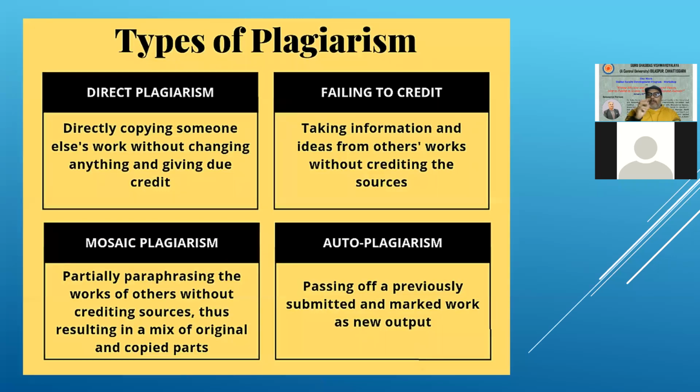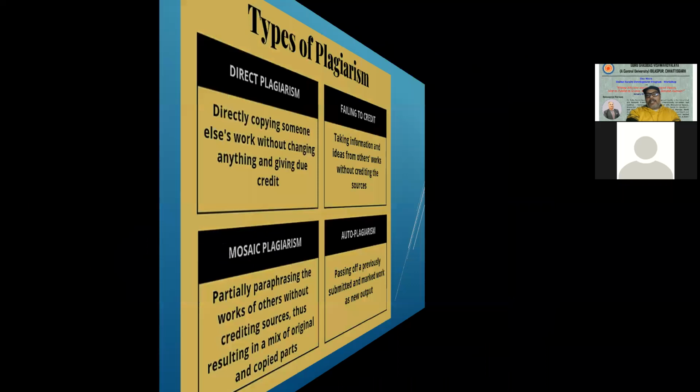Auto plagiarism is passing off a previously submitted and marked work as new output. That you can see is auto plagiarism. So passing off previously submitted work, just blindly copied, as auto plagiarism without new input. There is not a single piece of new information, maybe not even one single line like that.